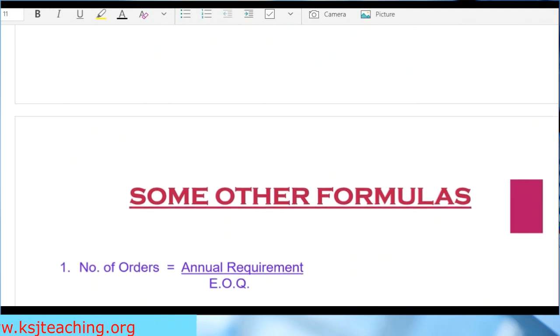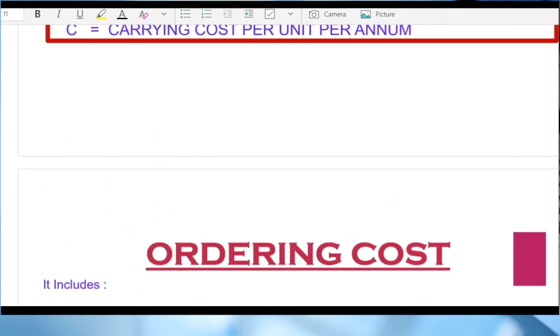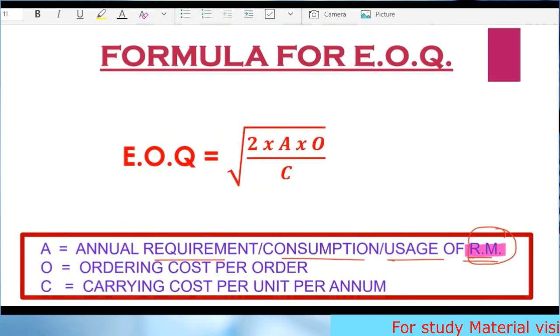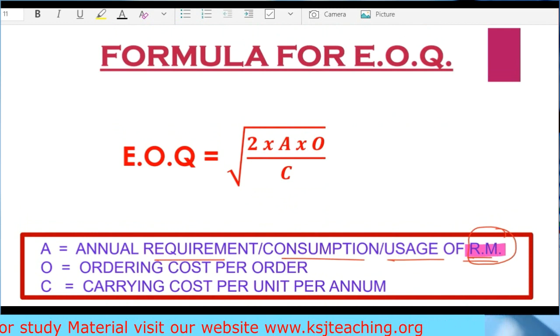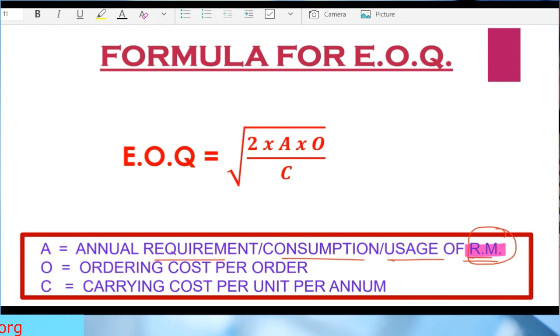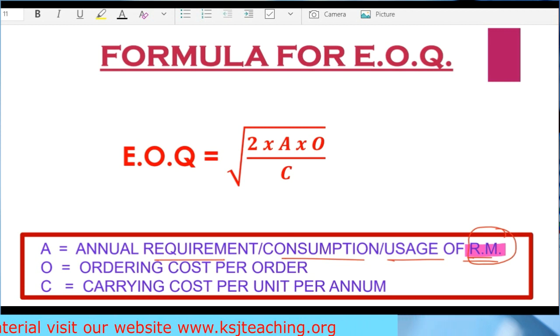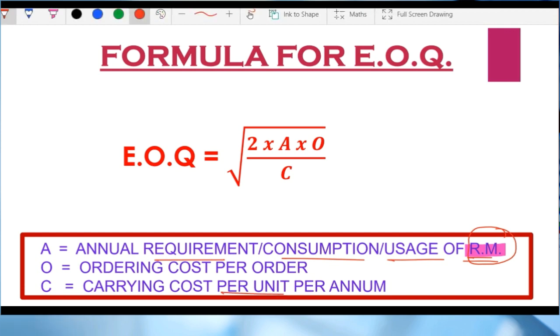Okay, so what we were discussing, sir, is EOQ, that is economic order quantity, right? In the last lecture, I discussed in detail what EOQ is, what is the use of EOQ, and how we have to calculate EOQ. So A, O, and C, AOC, are the three elements for EOQ. A is the annual requirement or the annual consumption or usage of raw material, not finished goods. O is the ordering cost per order, for one order. C is the carrying cost per unit per annum. So these are the important things, per unit per annum.